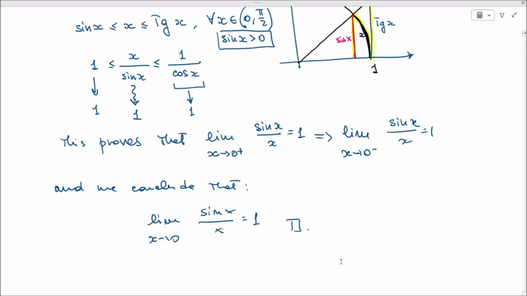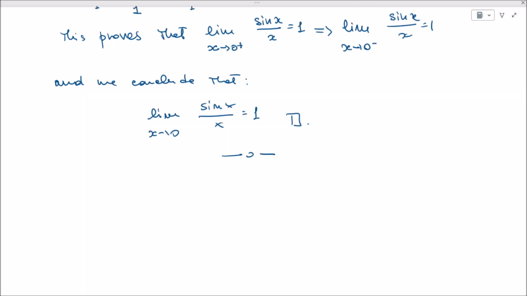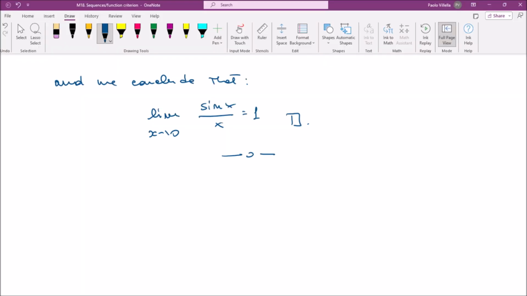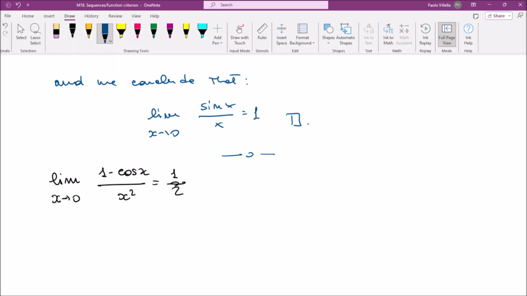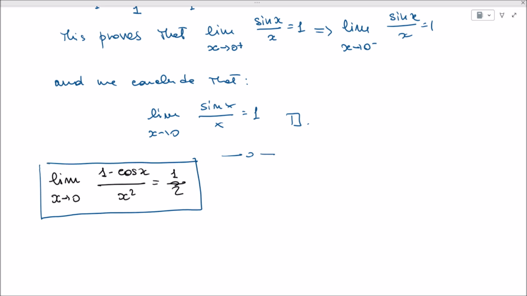Let's move now to another of the fundamental limits that we have introduced in lecture 17. And let's take the limit as x goes to 0 of 1 minus cosine of x divided by x squared. We know that this is 1/2. Okay, so we want to prove this limit now. We want to prove this result. Let's provide the proof now.